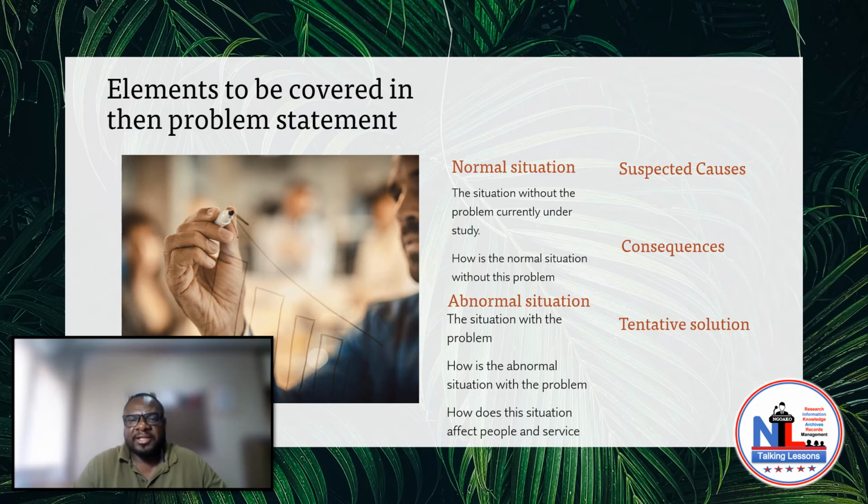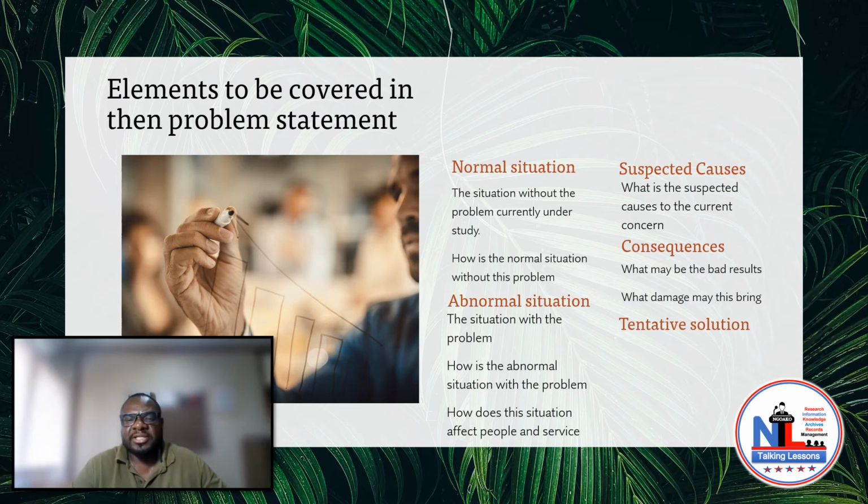And then the other thing you need to consider is suspected causes. What do you think might be the cause of the problem? So what is the suspected cause of the current concern? And the other thing to consider is the consequences. What may be the bad results? What damages may this problem or this situation of concern bring to the people or even the service delivery? How is it going to affect them?